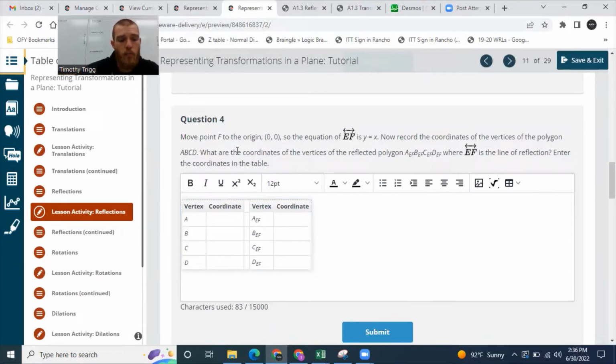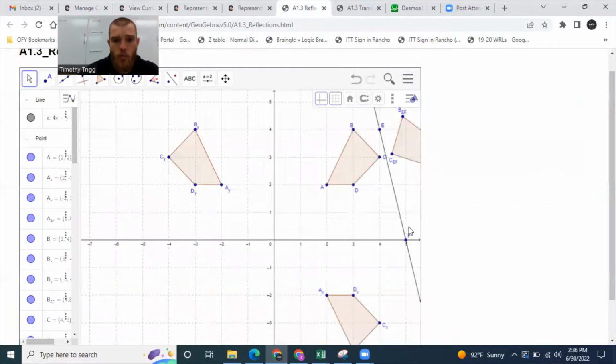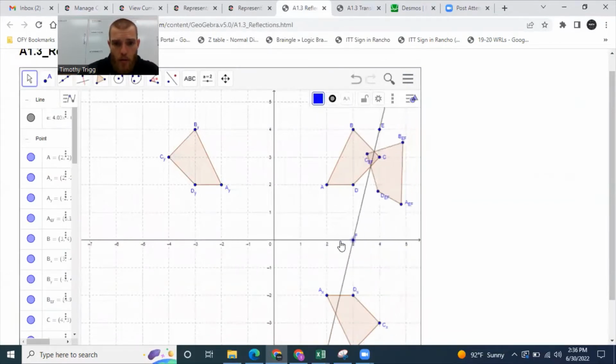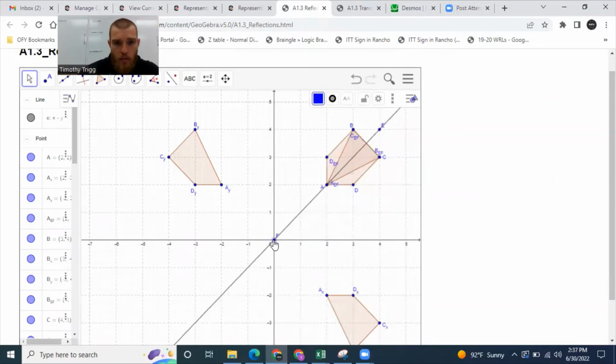Next question, 4. Move point F to the origin 0, 0, so that the equation of line EF is y equals x. Okay, so let's go back to GeoGebra and show that. So we're going to move point F, so it's at 0, 0. Okay, so now we have EF, and the equation for this line is y equals x.